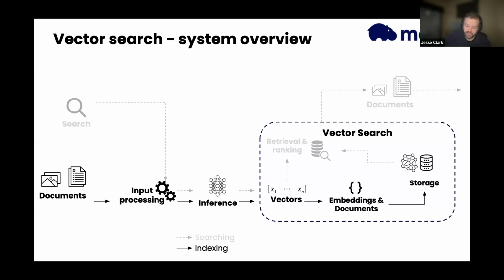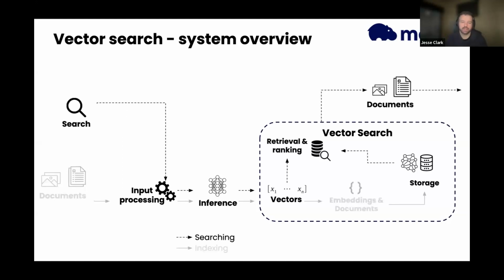The database can then be used for searching. At search time, it's a very similar process, but now our query comes in and goes through the same input processing pipeline. It goes through the inference pipeline again, and now we get a query vector. We can then compare that, like we saw before, against all of the documents we've previously stored. Then we can return a list of similar items based on the distance between the query vector and all of our document vectors. That's the primitive retrieval and ranking aspect.